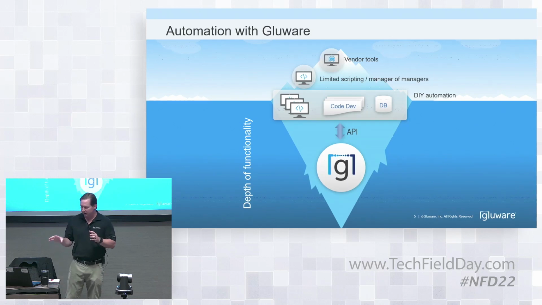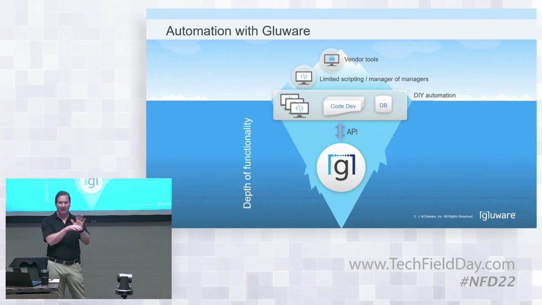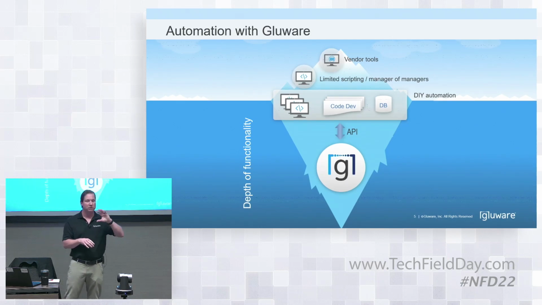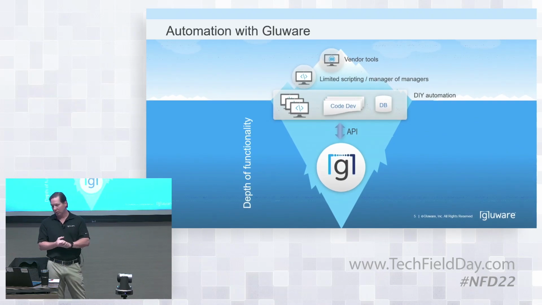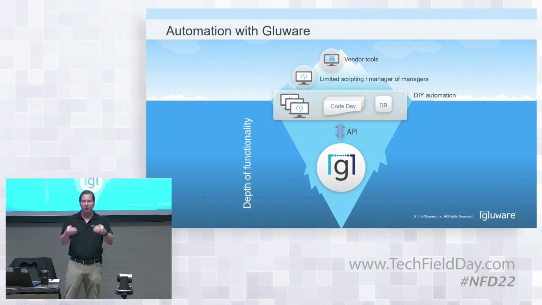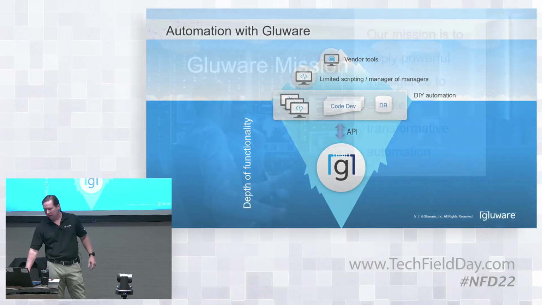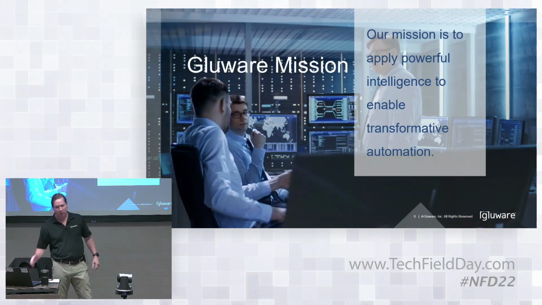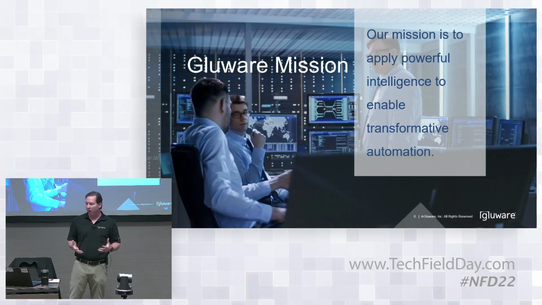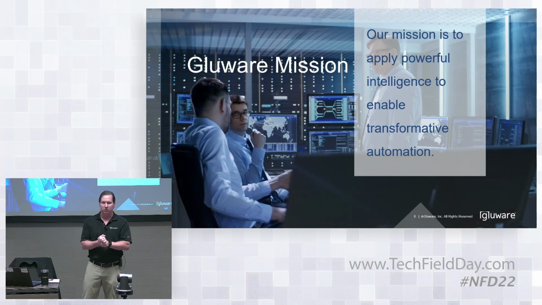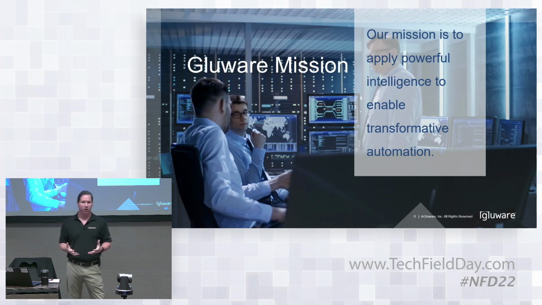The beauty of this, and depicted in this picture, is that it can coexist with some of the vendor tools or even some of the scripts you've brought. So what we're going to learn here with Gluware is that the approach is very complementary to whatever state you're at as Gluware peels the onion and does that automation assessment. So our vision and what we're all about is bringing powerful intelligence to enable transformative automation, right?